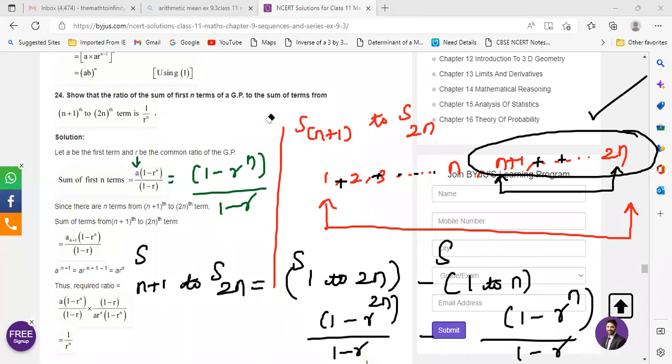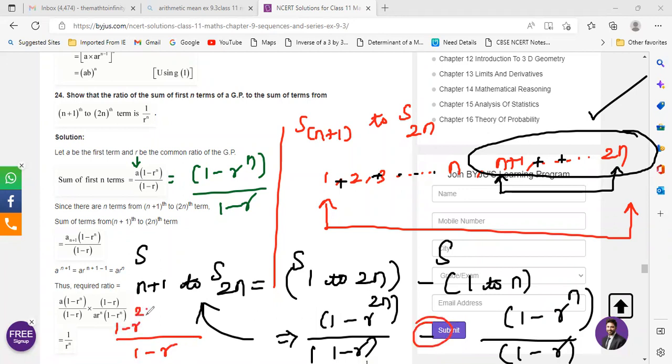So we know it starts with 1, so you can substitute the initial value as 1 here. Since 1 is in multiplication, you don't have to specify that explicitly. You can erase that a because a is 1 here. So this is the result for this. Now we are going to do subtraction. You know how to subtract a fraction. Both the fractions have the same denominator, so you can keep the 1 minus r in the denominator, and in the numerator 1 minus r power 2n minus 1 minus r power n.